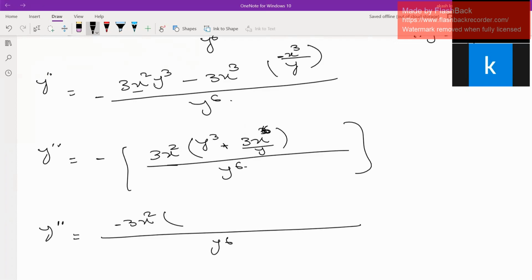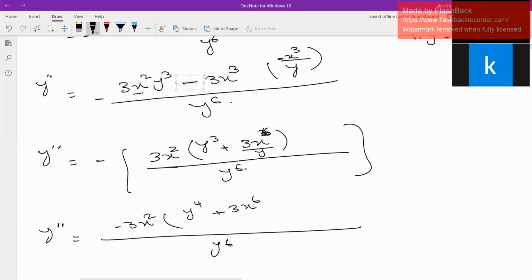Okay, taking the LCM or cross multiplying, y^3 multiplied with y becomes y^4, plus x^6. Wait, we have taken 3 already common, so we don't need to write 3 here. We already took 3 common. So y cube, y^4 plus x^6, divided by y.